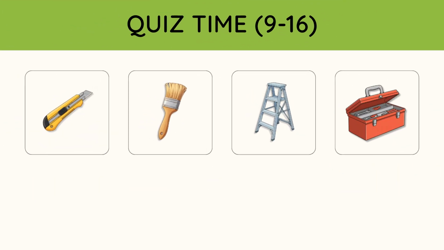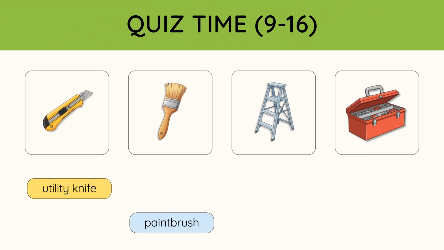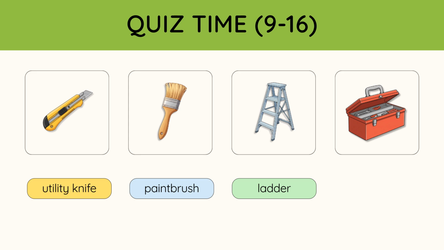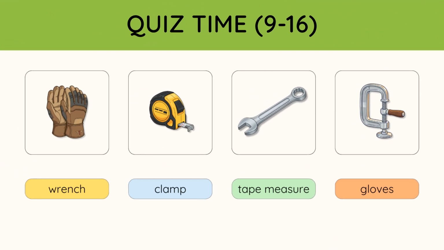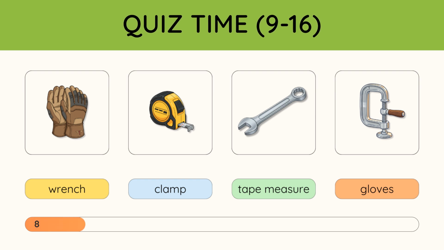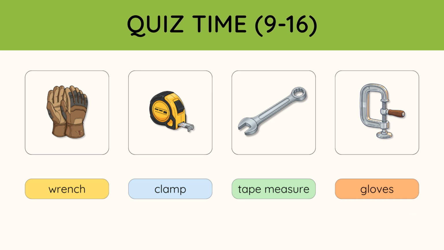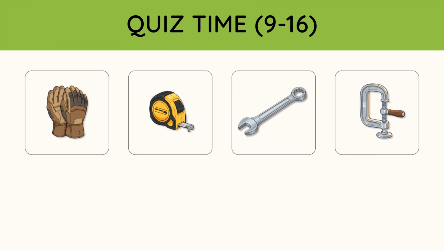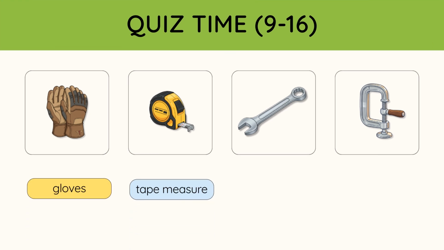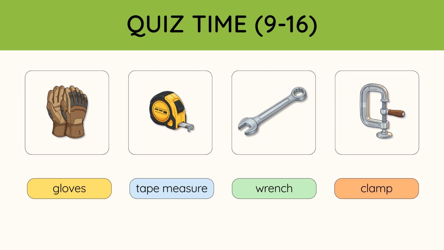Time is up. Utility knife, paintbrush, ladder, toolbox. Let's keep going. Here comes the answer. Gloves, tape measure, wrench, clamp. On to the next.